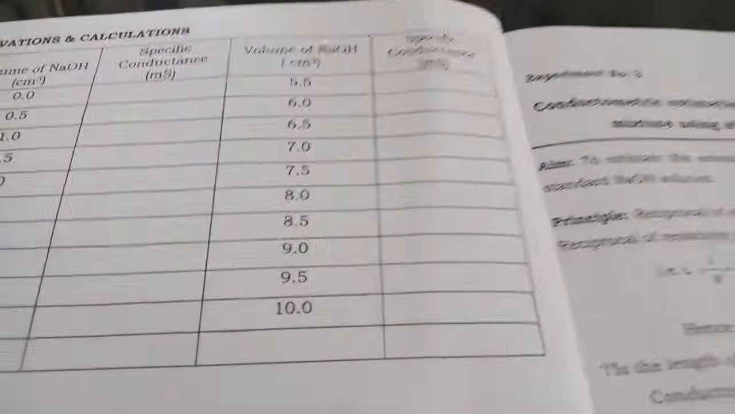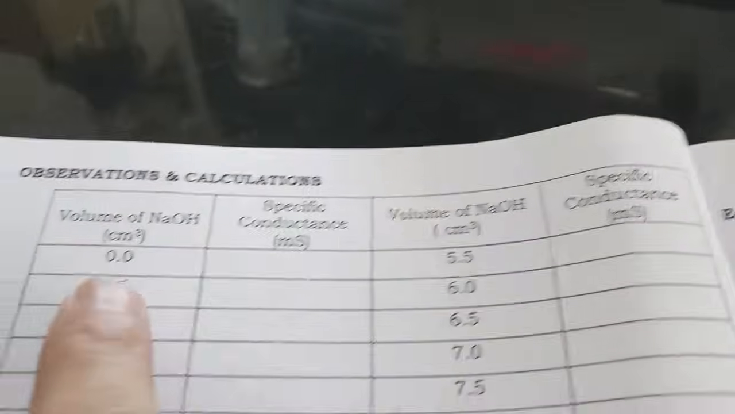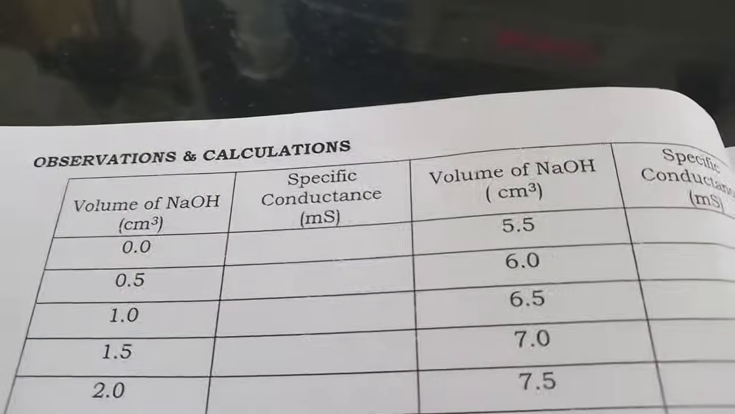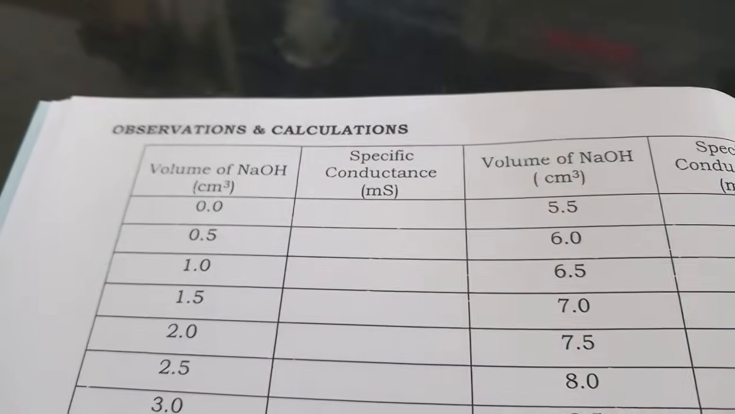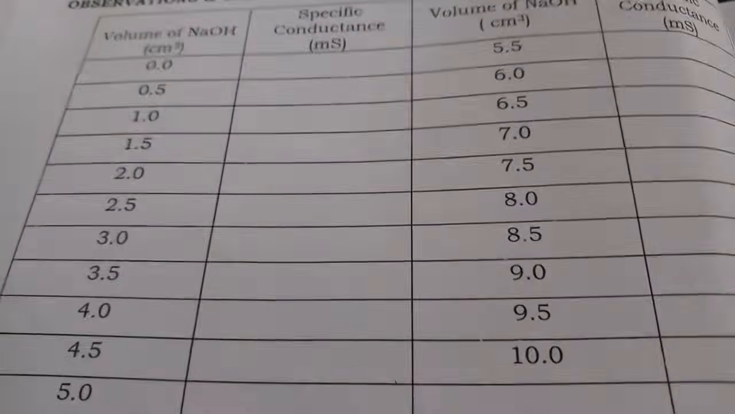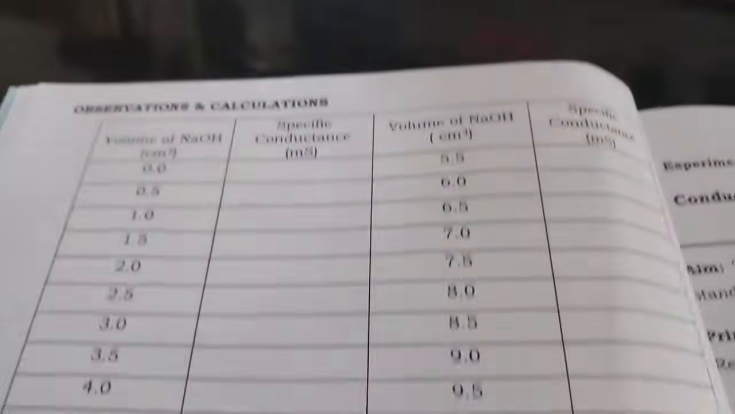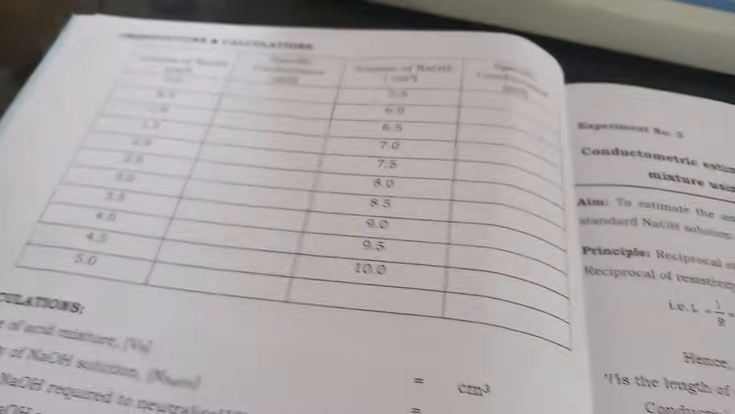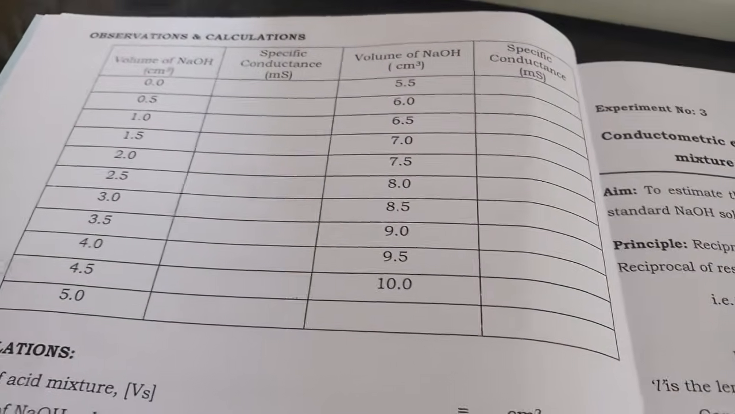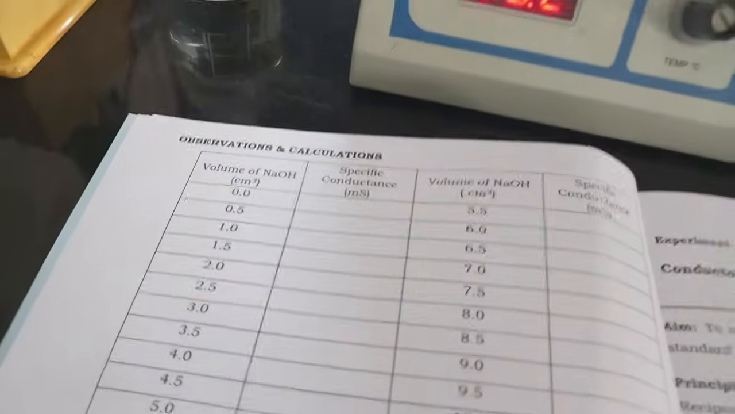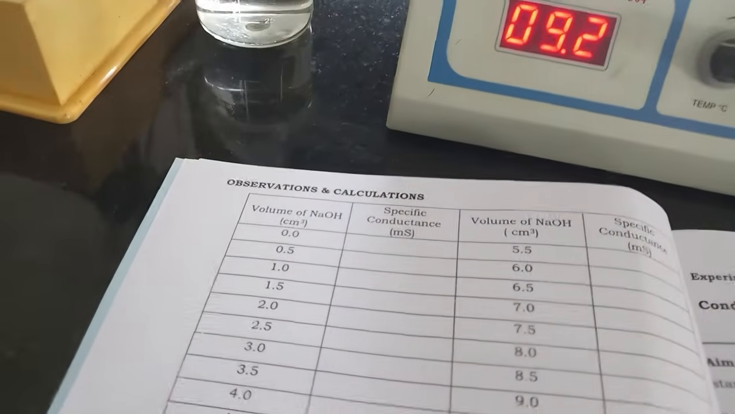In the calculation part we have the volume of NaOH: without adding NaOH, what is the specific conductance, and after adding 0.5 ml. So in 0.5 ml increments we are adding NaOH and we are recording the conductance in this particular experiment. Later, using that conductance and volume of NaOH, we are going to plot the graph for further calculation.